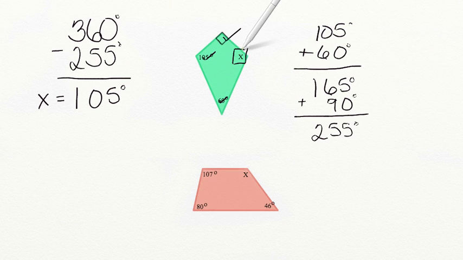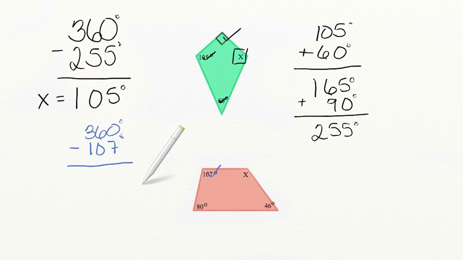Our second strategy that we're going to work with is going to be starting with our whole, which is 360 degrees, and subtracting each of the values until we're left with x. So I'm going to start by subtracting 107 degrees from our whole, which is 360 degrees. When I subtract 107 degrees from 360 degrees, I get a value of 253 degrees.